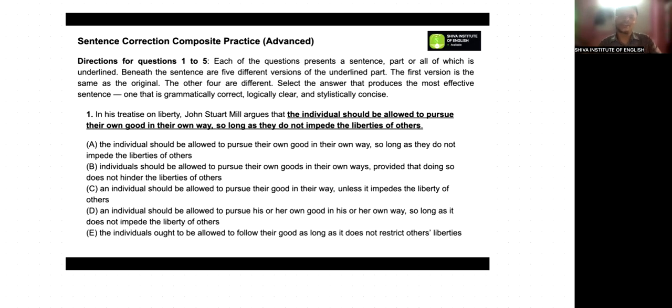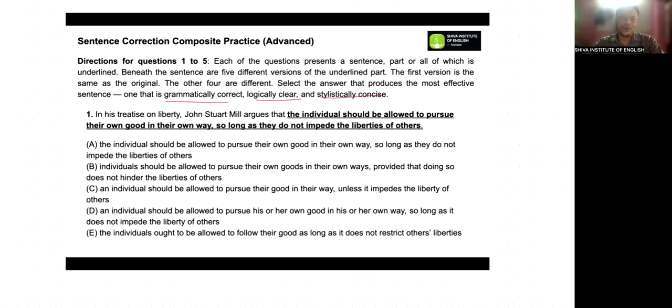Today, we are going to discuss a couple of questions on sentence correction composite practice from the English section of GMAT. In this section, you generally find a statement, and in that statement, a part of the sentence is underlined. On the basis of that, we find five options. What we need to do is find the one option which is grammatically correct, logically clear, and stylistically concise, isn't it? So let's look at that.